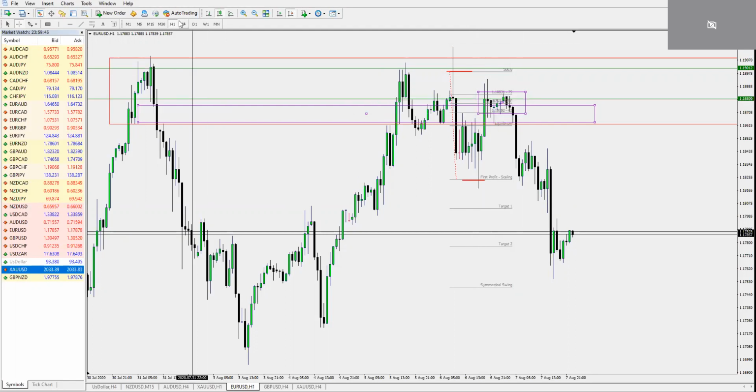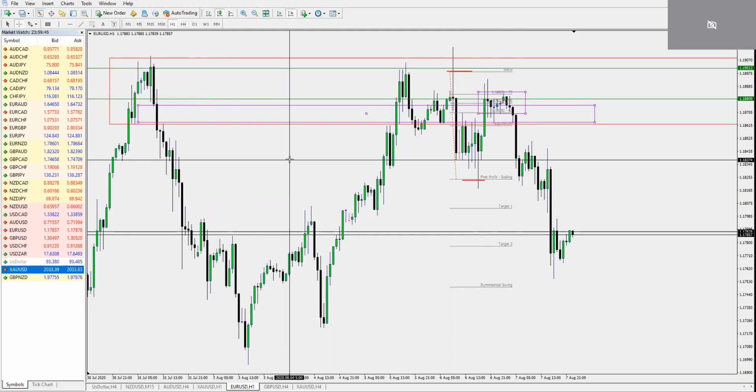You have to use your time frames. You have to use these confirmations to take your trades. There's multiple confirmations here that was a sell opportunity. So hopefully that answers your question.